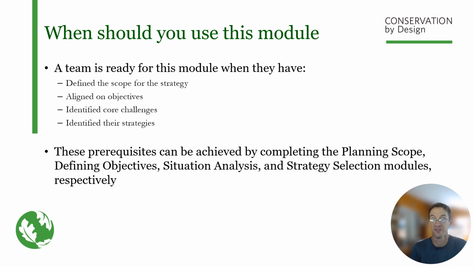And if those assumptions are not valid, then the teams are going to get a lot less value out of that module. And we encourage teams then, if there are gaps, to go and look at some of the other modules available through Conservation by Design. So for example, if the team has a lot of divergence around key elements of scope, we encourage them to take the planning scope module. If they haven't defined what success looks like yet, we encourage them to take our defining objectives module, and so on.